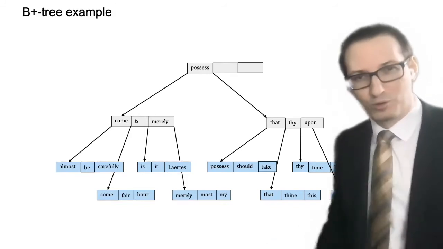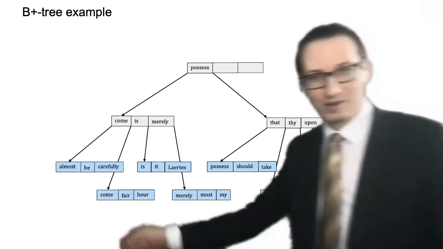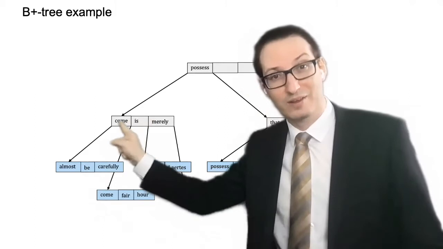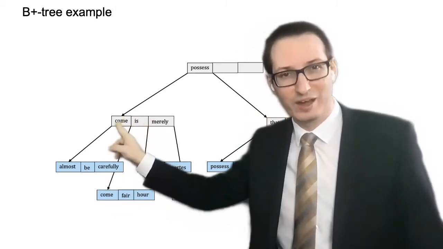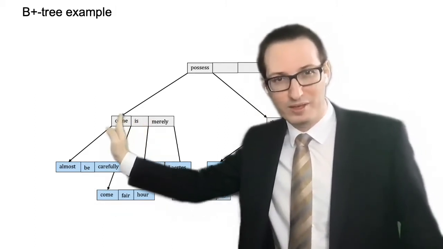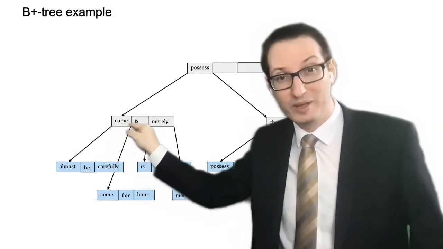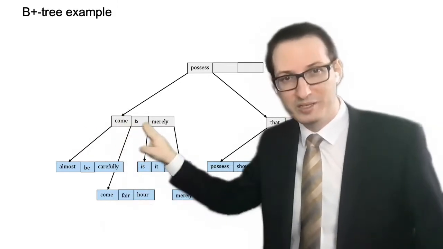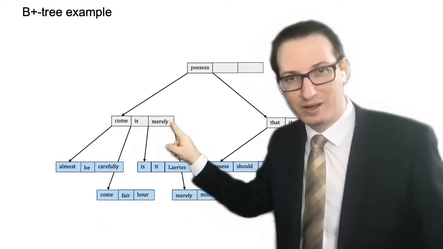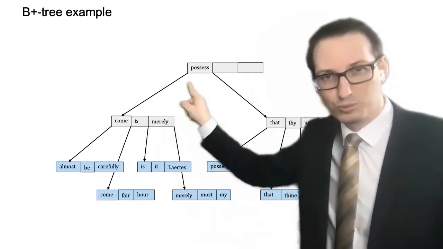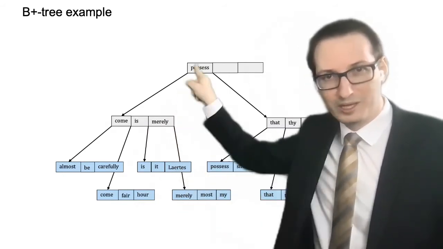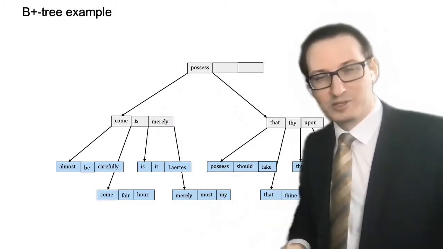So what happens if we allow more children is that we need, of course, more than one lookup key in there, right? So here we have, for example, com: everything before that is here, between com and is there, between is and merely is there, and after merely is there. And between merely and possess would be here. So this is the idea. That's what we call a B plus tree.